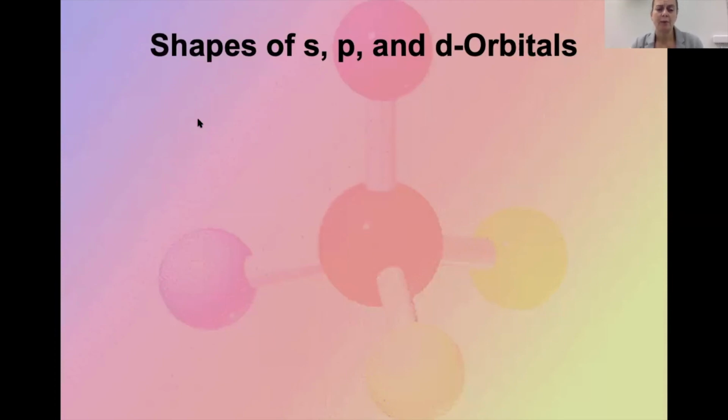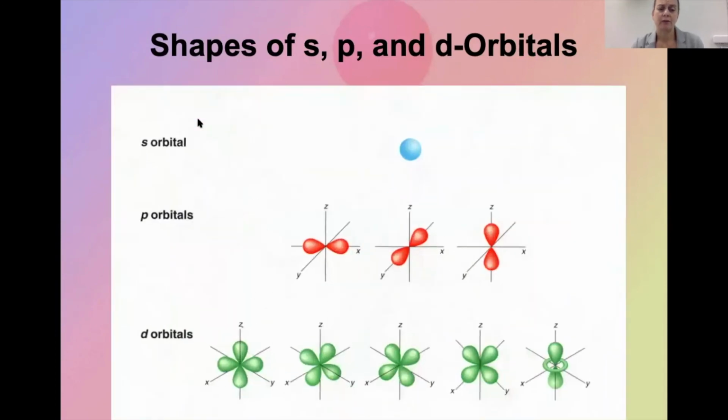And we remember that at each energy level, we add a new set of orbitals. At the first energy level, the only thing that we have is the s orbital, and that's that spherical shaped orbital. At the second energy level, we have both the s, the spherical orbital, and the p orbitals. And when we get to the p orbitals, there are now 3 different p orbitals. They have the same shape, but they have different orientations in space.